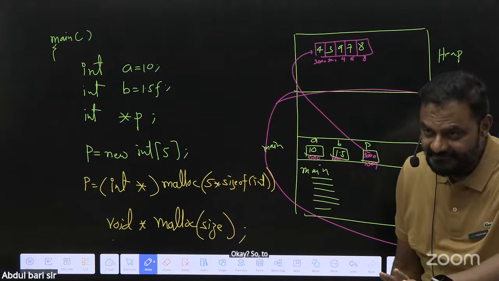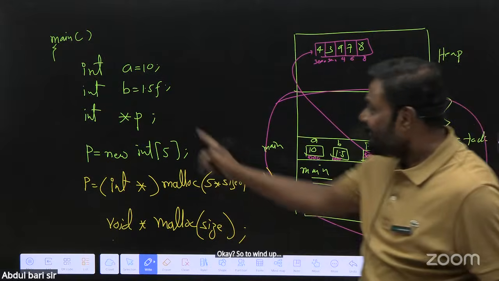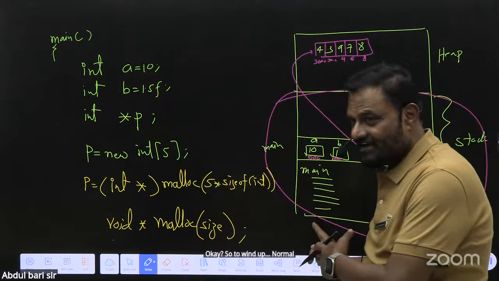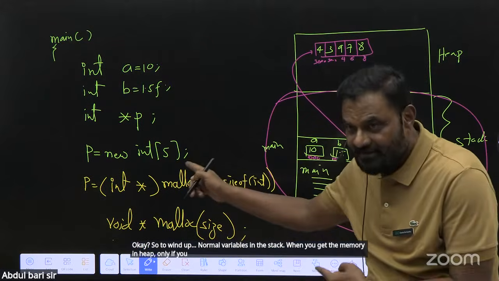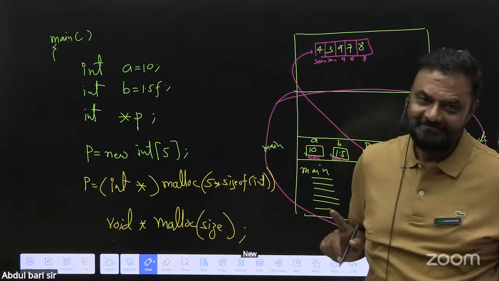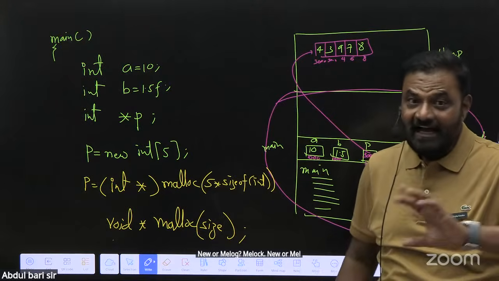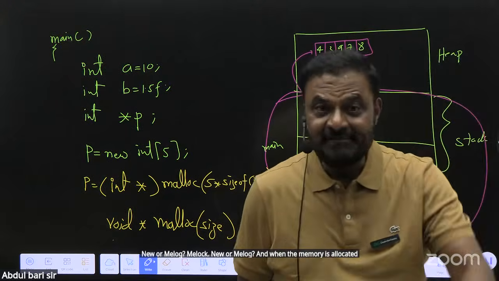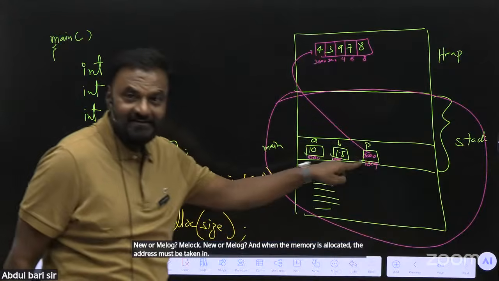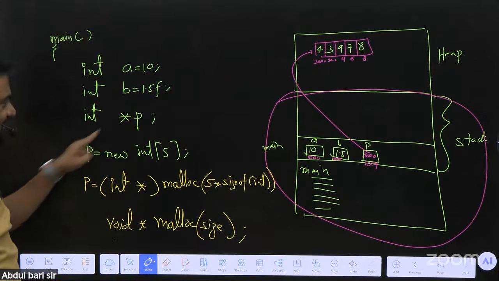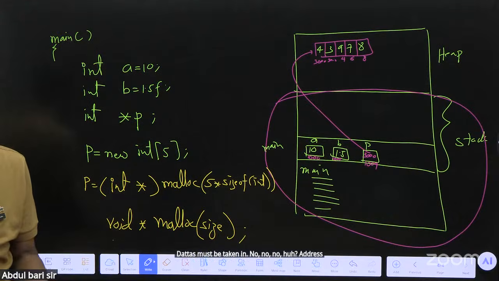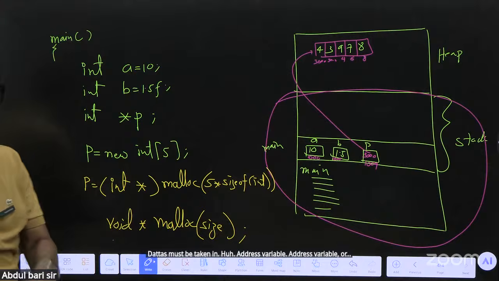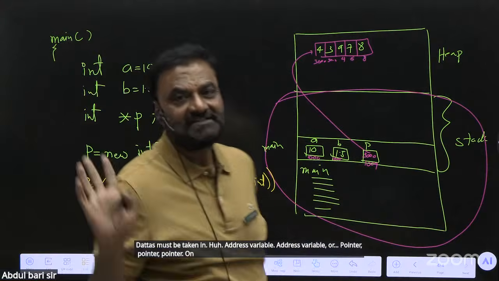So to wind up, normal variables are in the stack. You get memory in heap only if you say new or malloc. And when the memory is allocated, the address must be taken in an address variable, or pointer. Pointer. Only two things I have explained to you.